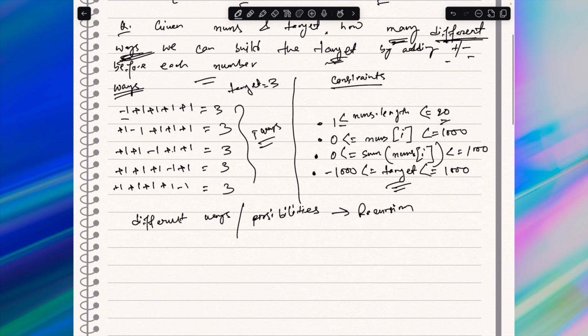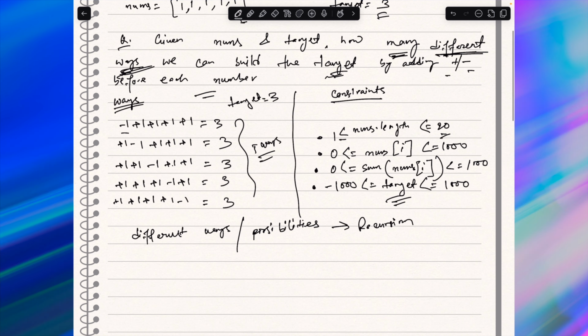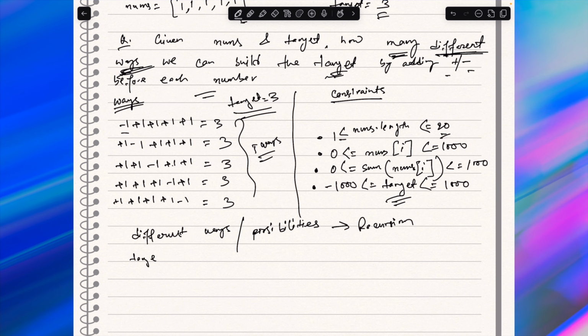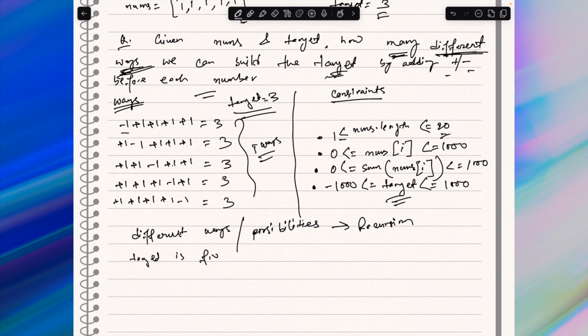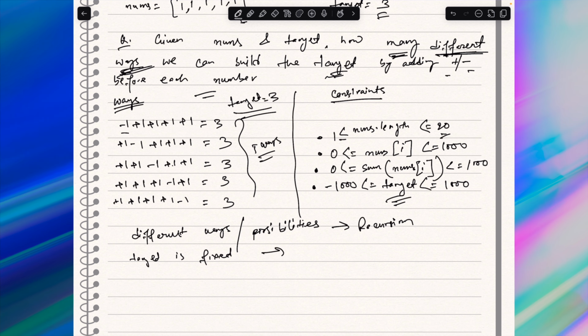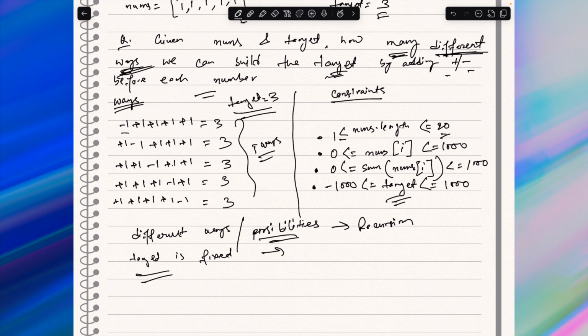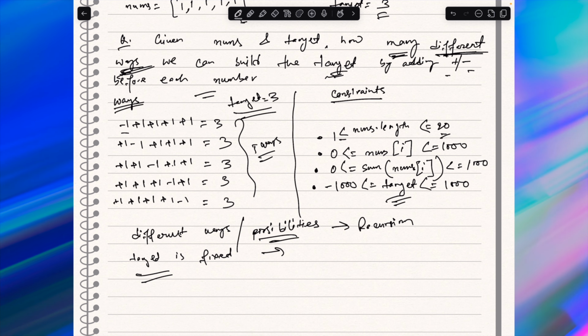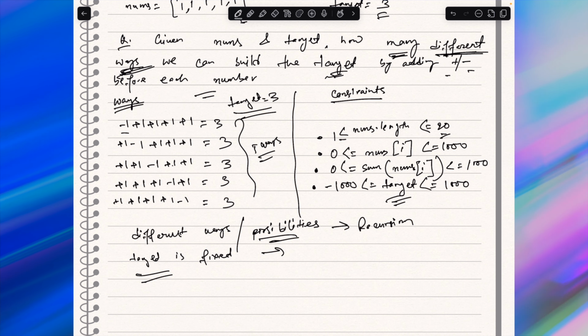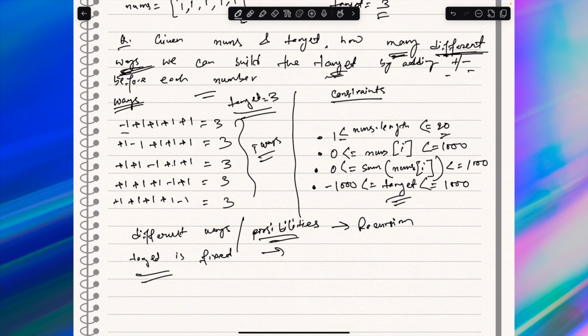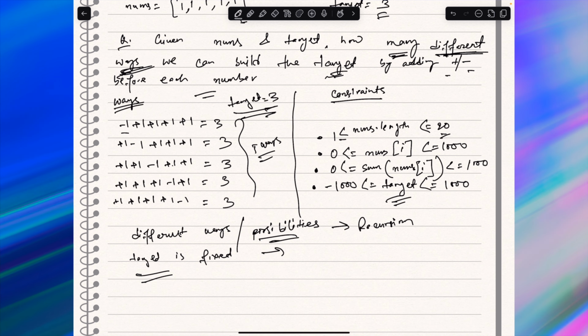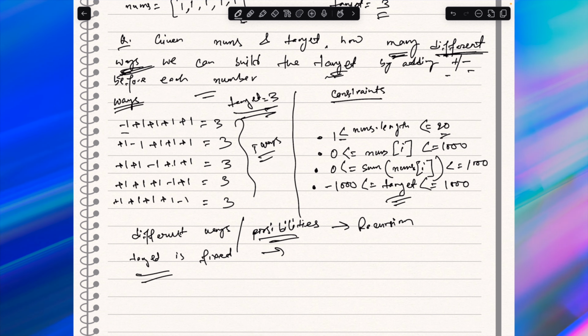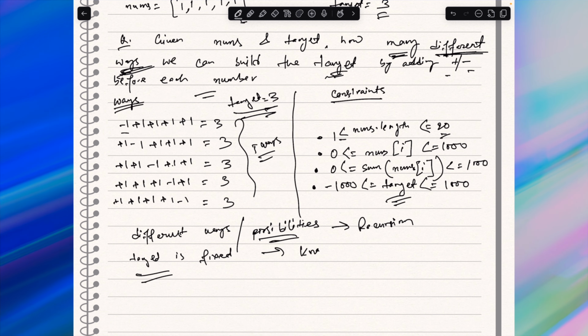The next thing is the target is fixed, and we need to find different ways or possibilities. If the target is fixed or there is a constraint, then we are bound to take this target, so we cannot exceed it. Then which algorithm comes to our mind? We can think of taking knapsack.